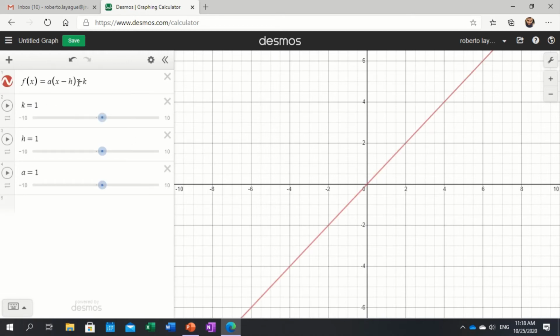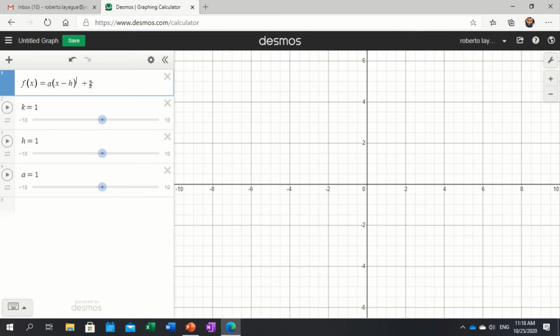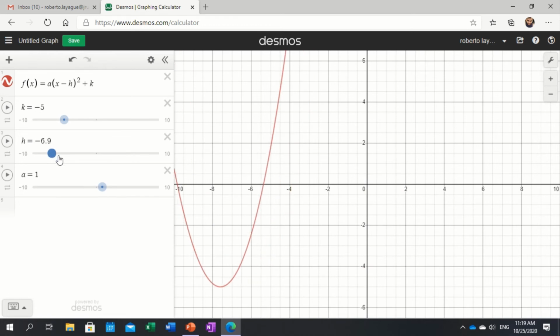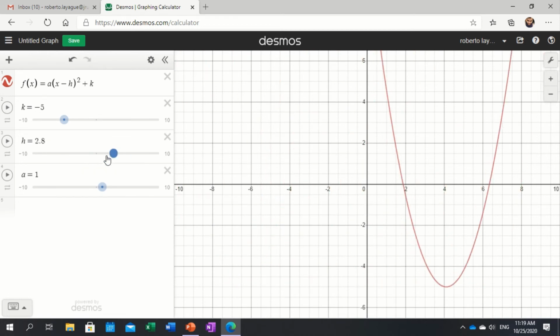I forgot, it should be squared to make it now quadratic. Now, when you move this one, we will see now the behavior of the y going up and then going down. Now, you can see if everything is at 0, okay, we're able to see that. So the h will move the vertex.